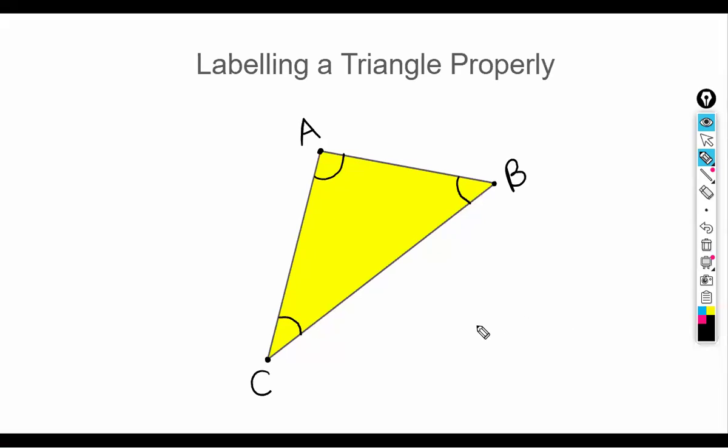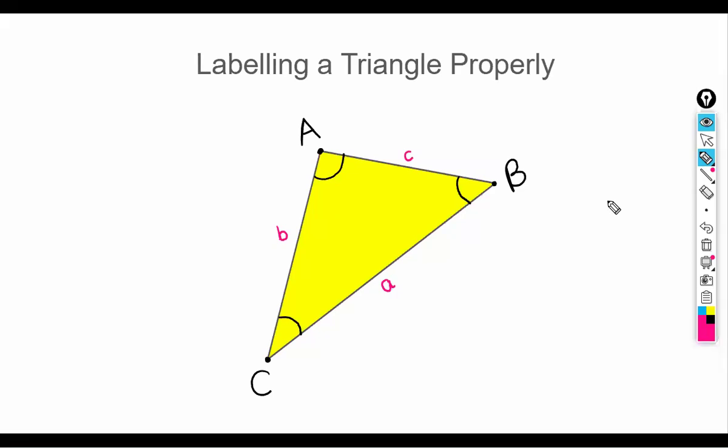So that's why it's so important to label the corners with capital letters. Once again, capital letters represent angles. The sides, we use common letters. For example, this side here, from C to B, we call that common a, because it's opposite angle A. This side here, AB, because it is opposite angle C, you call it common c. And this side here is obviously common b, because it is opposite angle B.